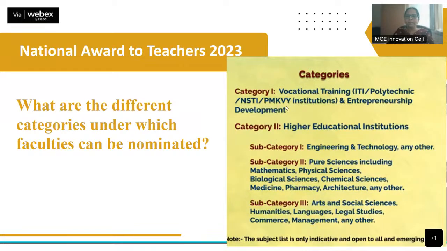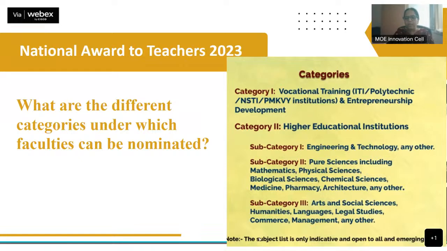And the categories, there are 2 categories. The first category is vocational training. In this first category, ITI, Polytechnic, NSTI, PMKVY institutions, and entrepreneurship development institutions will come. And in category 2, engineering and technology, pure science including maths, physical science, biological science, chemical, and also medicine, pharmacy, architecture. And subcategory 3, arts and social sciences, humanities, languages, legal studies, commerce, management, and any other.